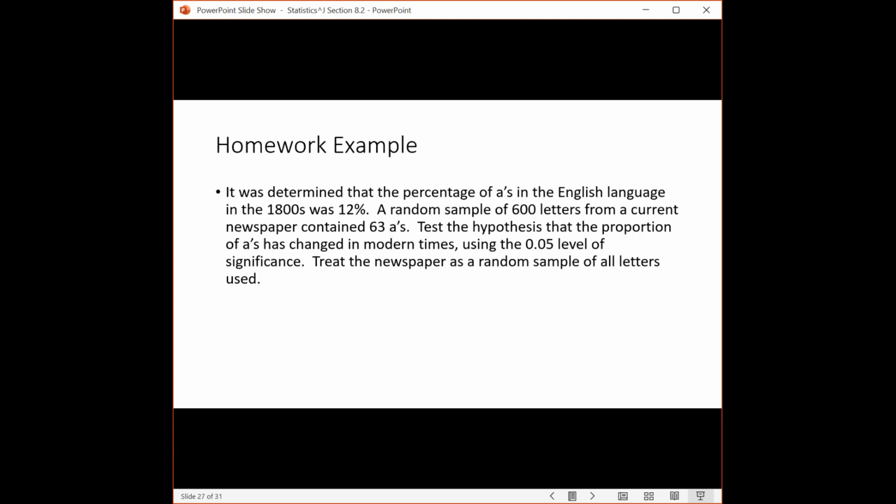Okay, and then one more homework example that'll finish up this video. It was determined that the percentage of A's in the English language in the 1800s was 12%. A random sample of 600 letters from a current newspaper contains 63 A's. Test the hypothesis that the proportion of A's has changed in modern times using the 5% level of significance. That's just 5% written as a proportion. Treat the newspaper as a random sample of all letters used. So it wants us to treat this result here as our random sample.